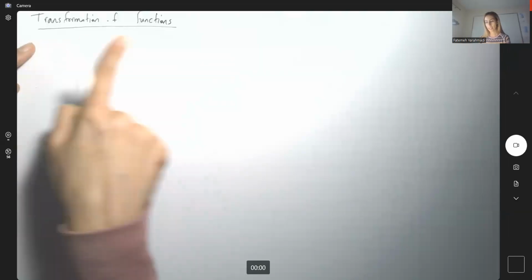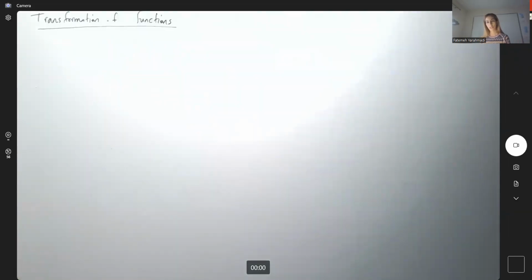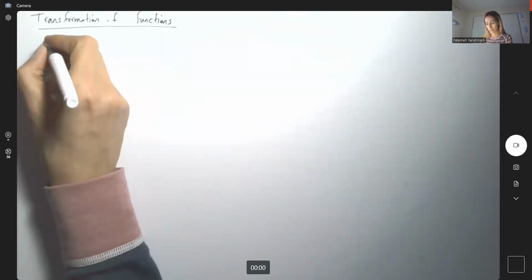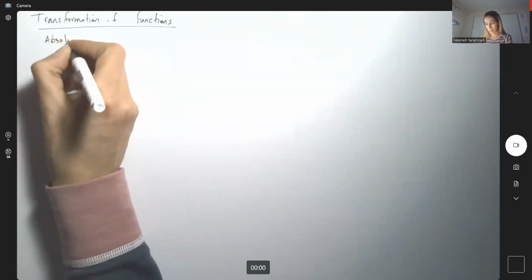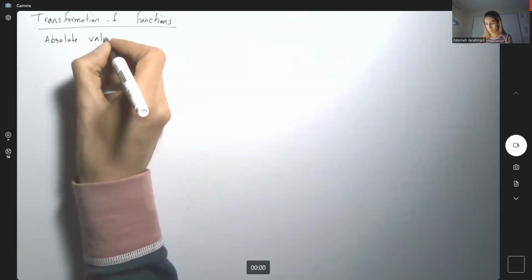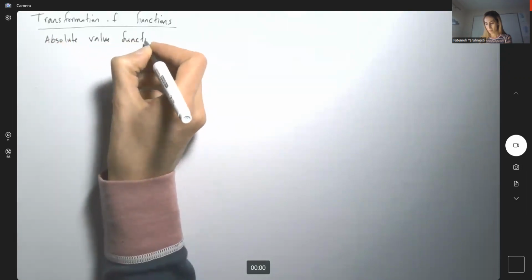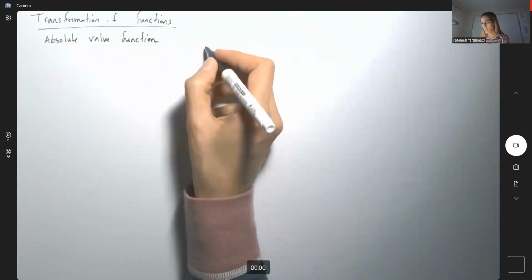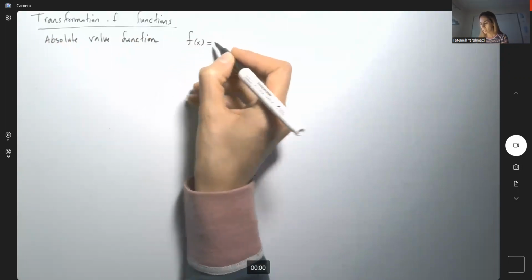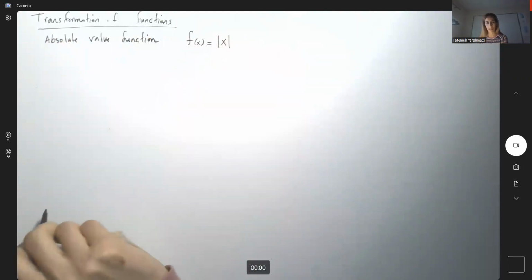We're going to talk about the transformation of functions. Now we're going to move to absolute value function. So as you remember, absolute value function is defined as absolute value of x.